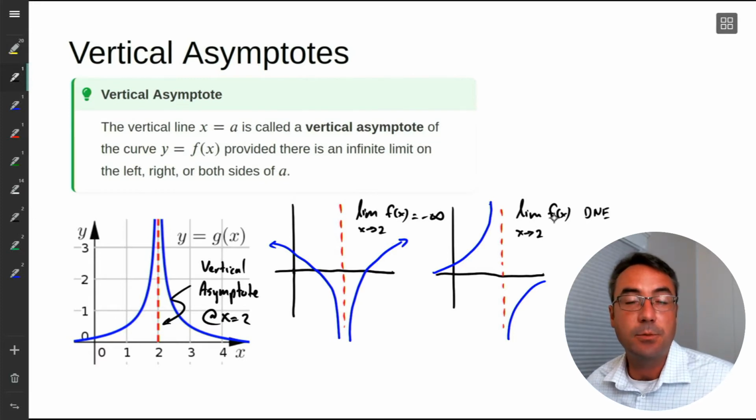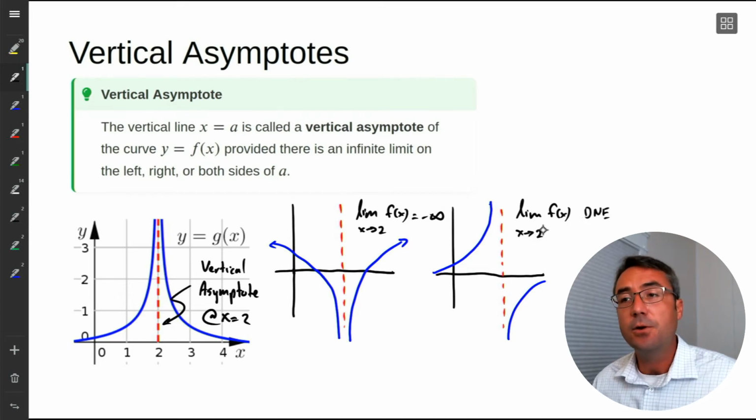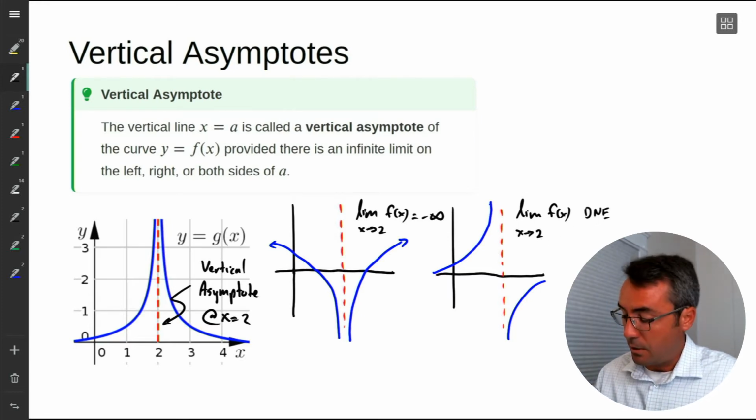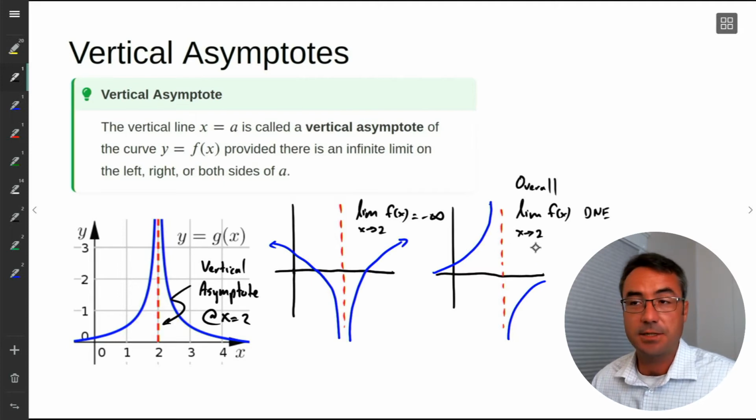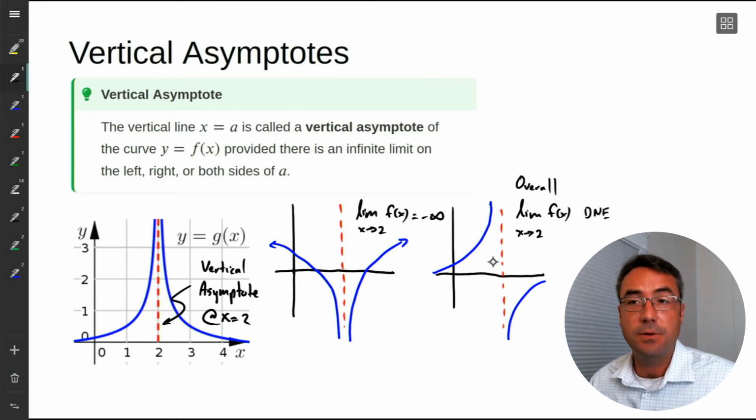But we could be a little bit more specific with our left and right side limits. We could say as x approaches 2 from the right is equal to positive infinity, or as x approaches 2 from the left is equal to minus infinity. But the overall limit here, as x approaches 2, does not exist because the behavior is different on either side. So in that case, we would actually use this DNE. But in all three of these cases here, we have a vertical asymptote at x equals 2.